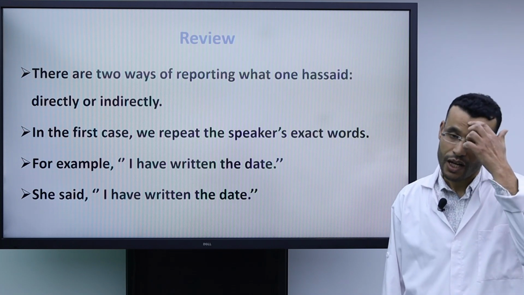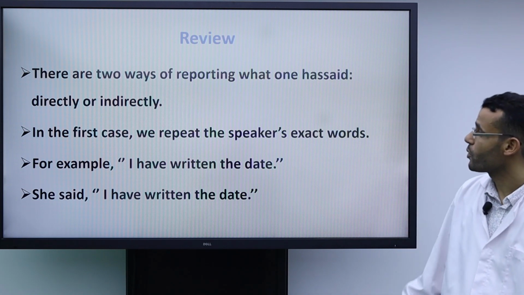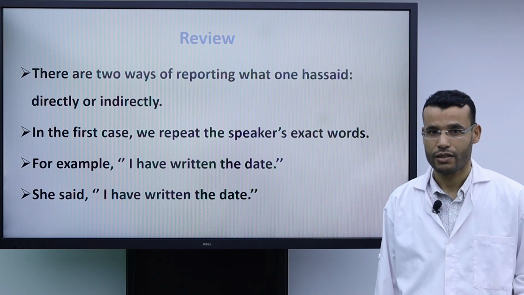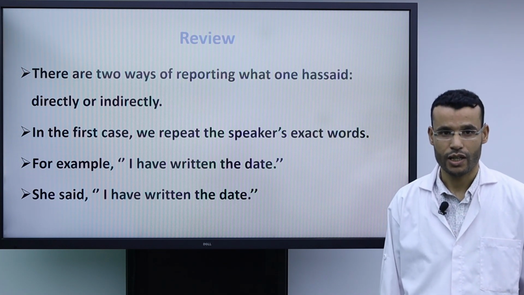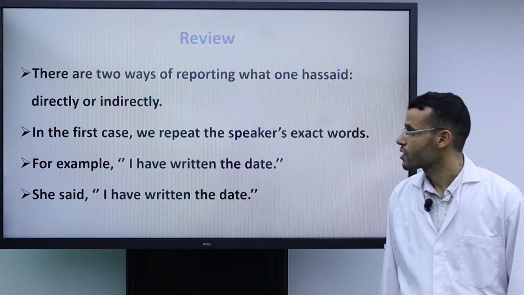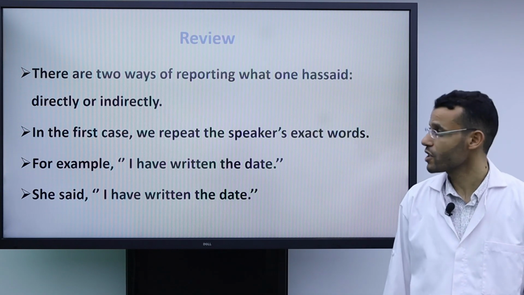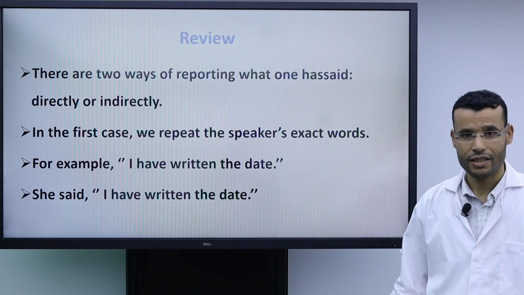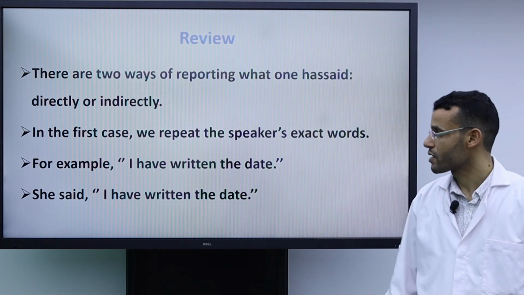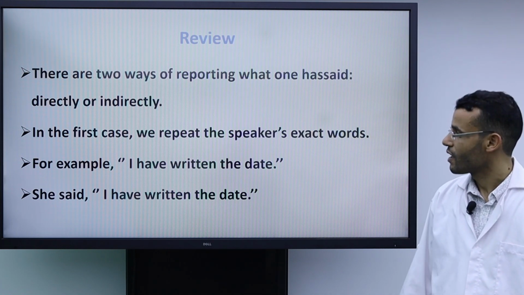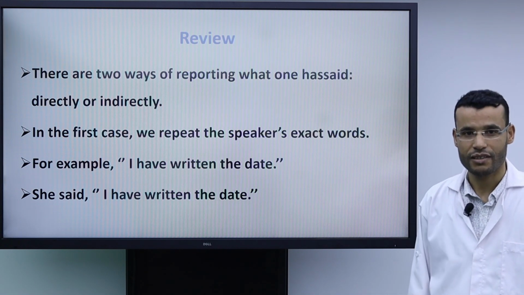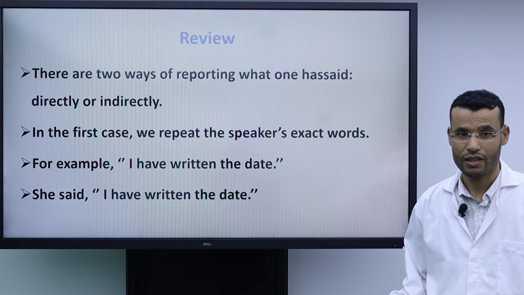As you can see, there are two ways of reporting what one said, either directly or indirectly. So when we talk about reported speech, we can talk about direct speech or indirect speech. In the first case, direct speech, we repeat the speaker's exact words. For example, she said, "I have written the date." So this is direct speech, okay?